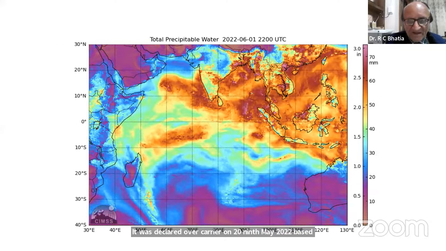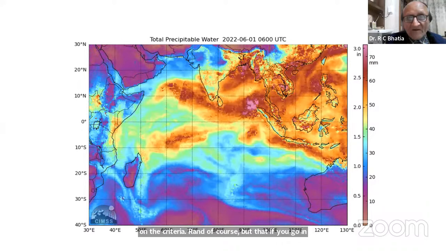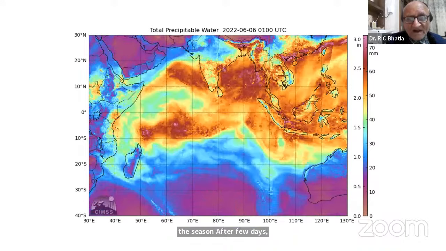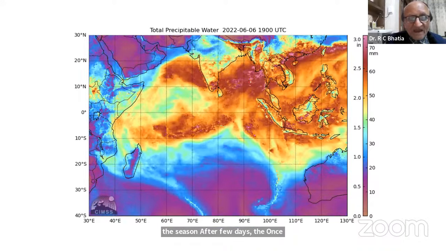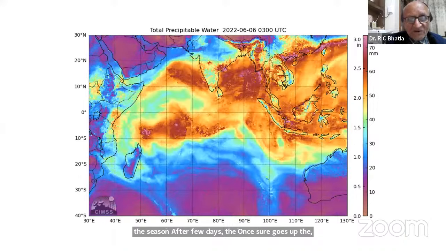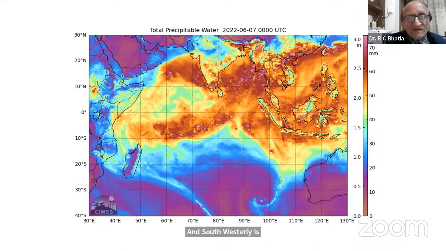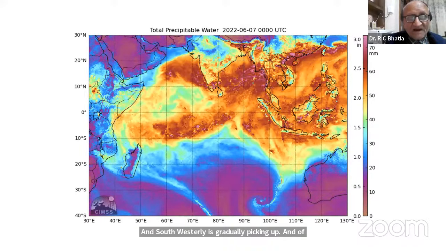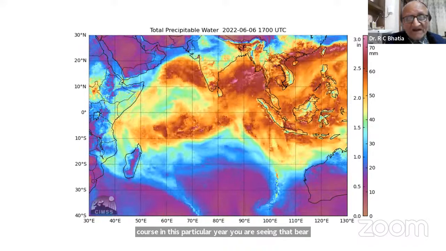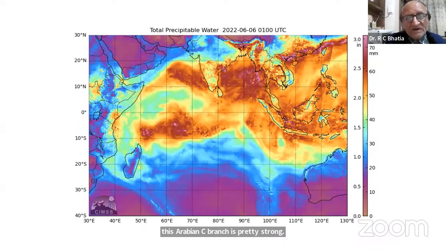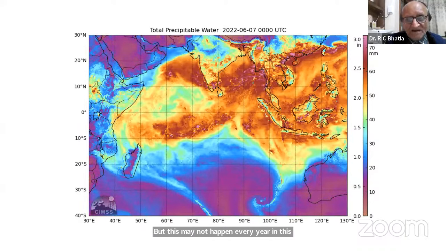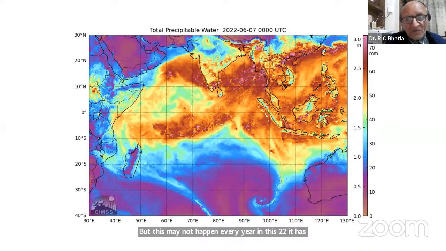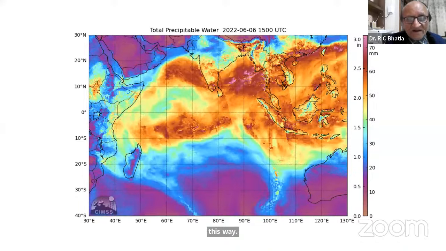And of course, further, if you go in the season, after a few days, the moisture goes up. It is forward progression of the moist wind. And southwesterly is gradually picking up. And of course, in this particular year, you are seeing that this Arabian Sea branch is pretty strong. But this may not happen every year. In 22, it has happened, but it is not necessary that every year it's this way. And sometimes it could be a different picture.